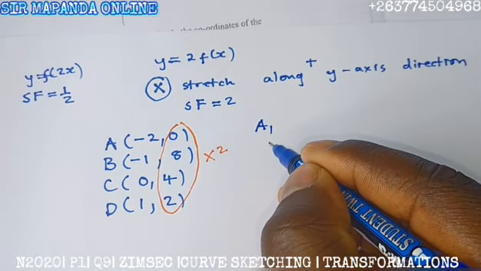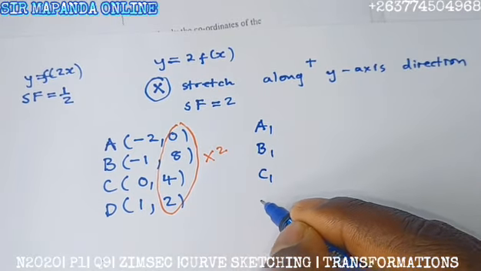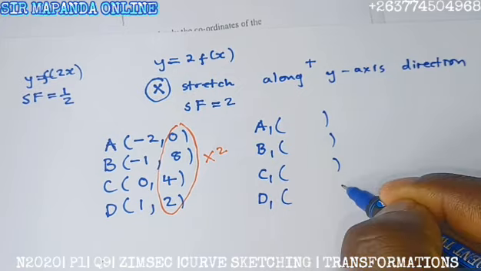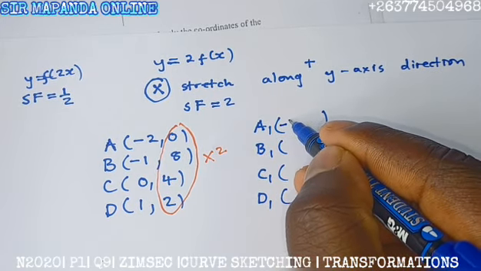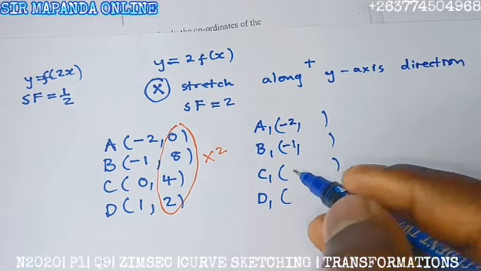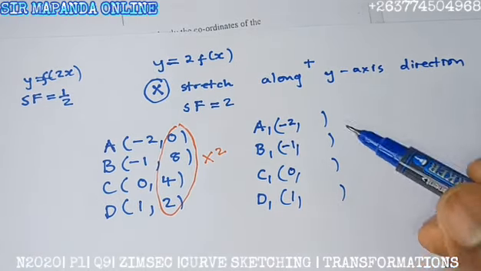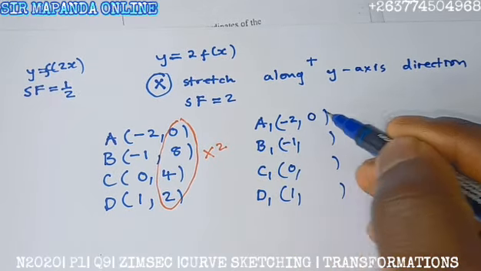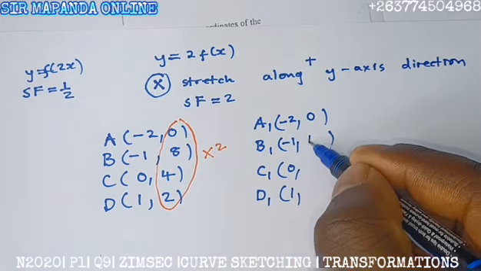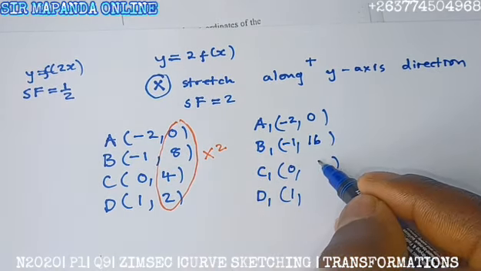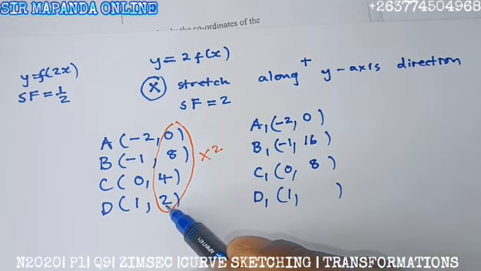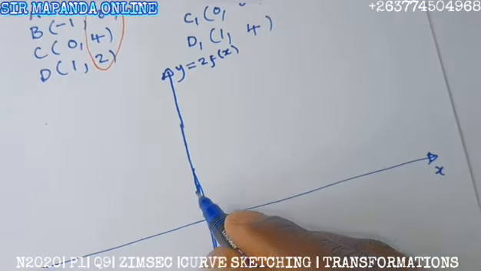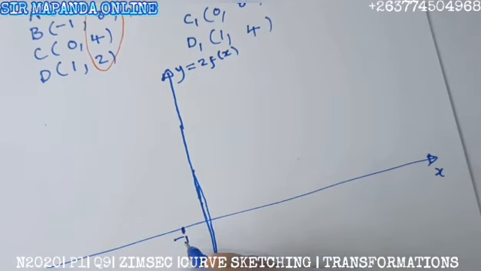So here you get A1, B1, C1, and D1. So the values of x are going to remain the same. So minus 2, minus 1, 0, and 1 are going to remain the same. But all the values of y are going to be multiplied by 2. So 2 times 0, you get 0. 2 times 8, it gives you 16. 2 times 4, you get 8. Then 2 times 2, you get 4. Then you plot your graph.